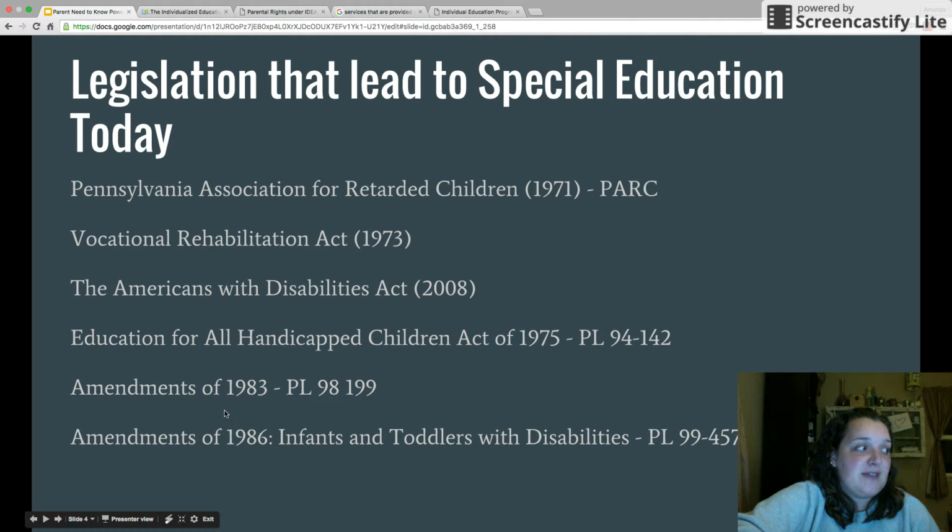The amendments of 1983 extended fiscal authorization for federal aid to state and local school systems through 1987. And then once that expired, the amendments of 1986 covered infants and toddlers with disabilities; these two coincide with each other. With this, infants and toddlers with handicaps and their families must be provided education.